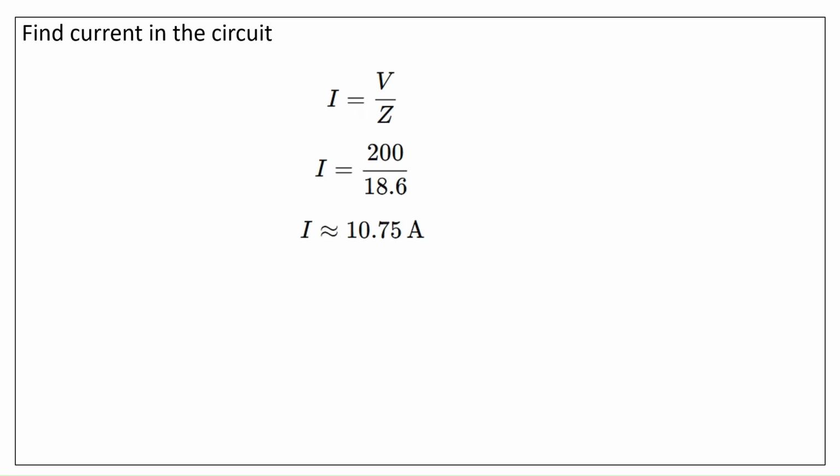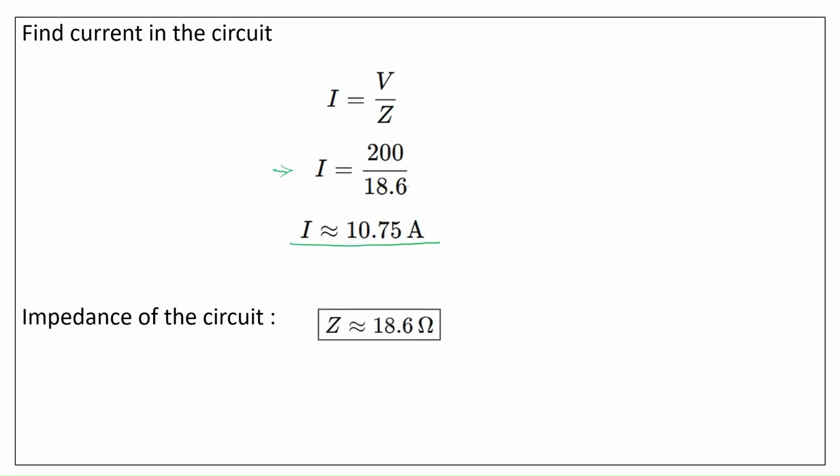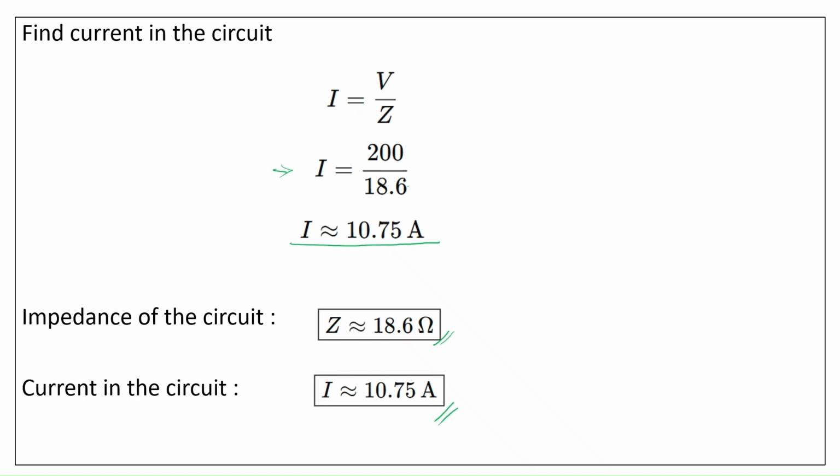To find current in the circuit, I is equal to V by Z. Substitute values. That is, I is equal to 200 by 18.6. We get I is equal to 10.75 ampere. Therefore, impedance of the circuit is Z is equal to 18.6 ohm. And current in the circuit, I is equal to 10.75 ampere.